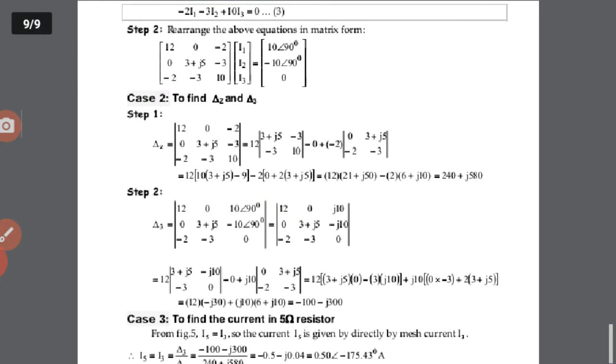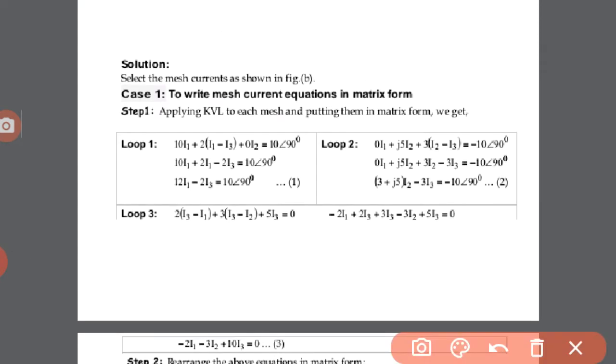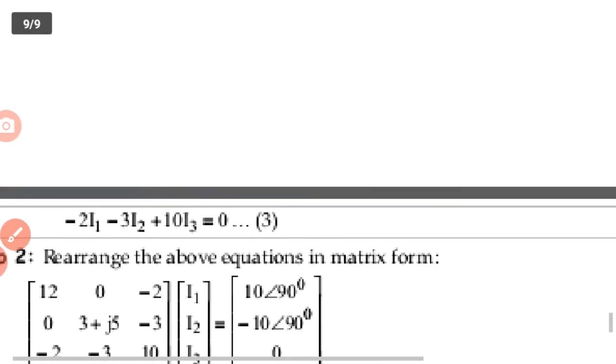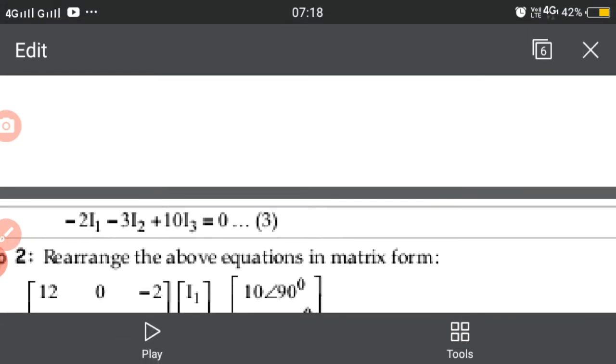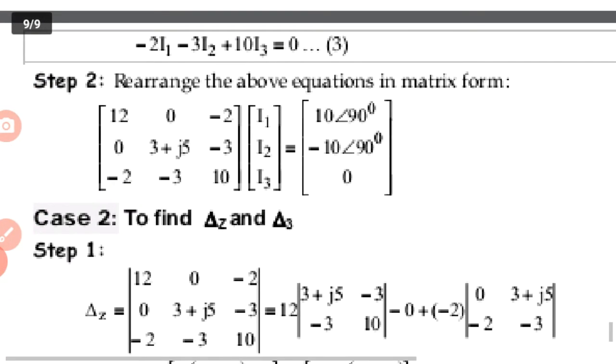So those three loop equations are: loop 1 equation, 12 into I1 minus 2 into I3 is equal to 10 angle 90 degrees. Second loop equation, (3 plus j5) into I2 minus 3 into I3 is equal to 10 angle 90 degrees. And the third equation is minus 2 into I1 minus 3 into I2 plus 10 into I3 is equal to 0. The next step is to put them into matrix form. Already we know how to represent these equations in matrix form.